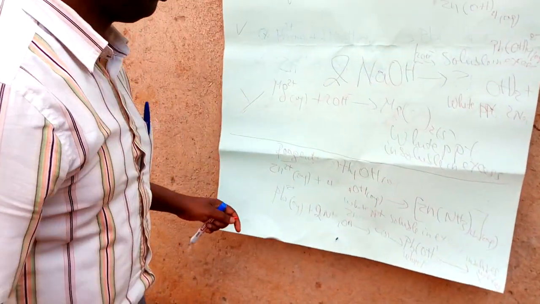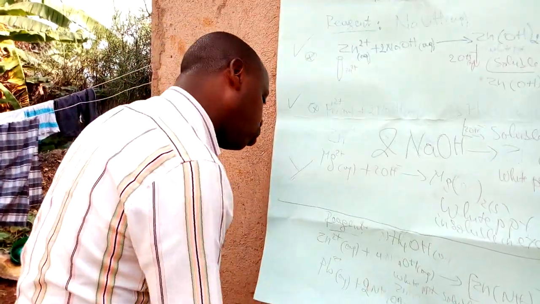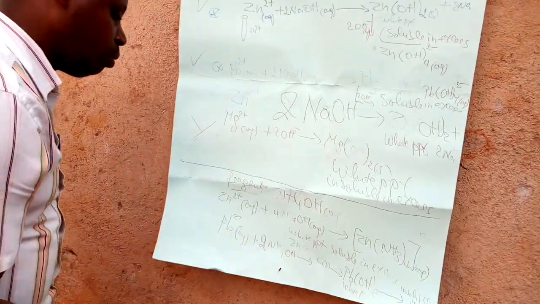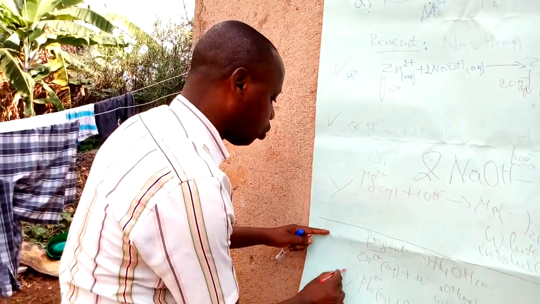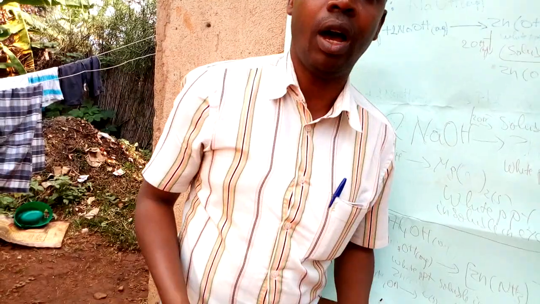For this reason, if you find that the solution continues to be soluble in excess ammonia, you can exclude lead, and you confirm that the water contains zinc ion.